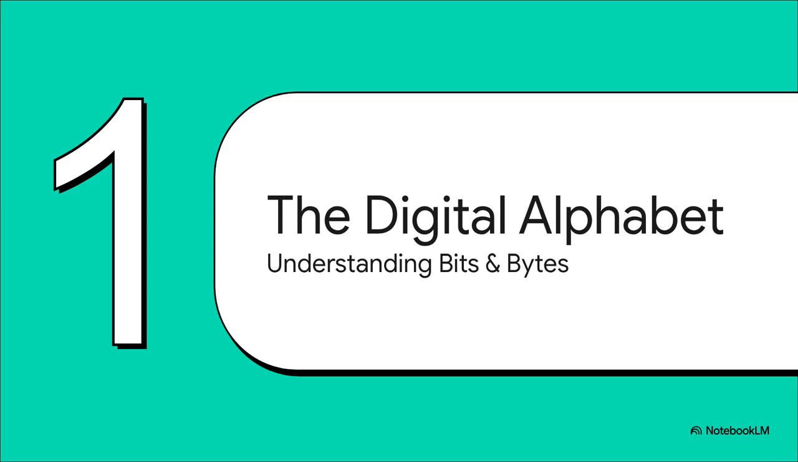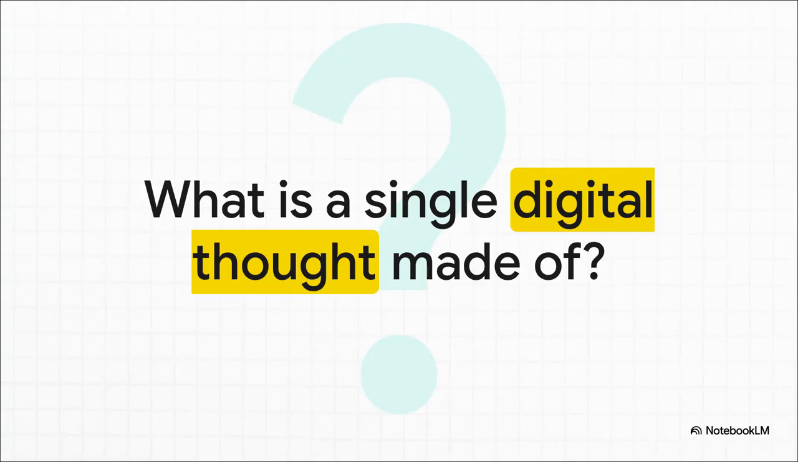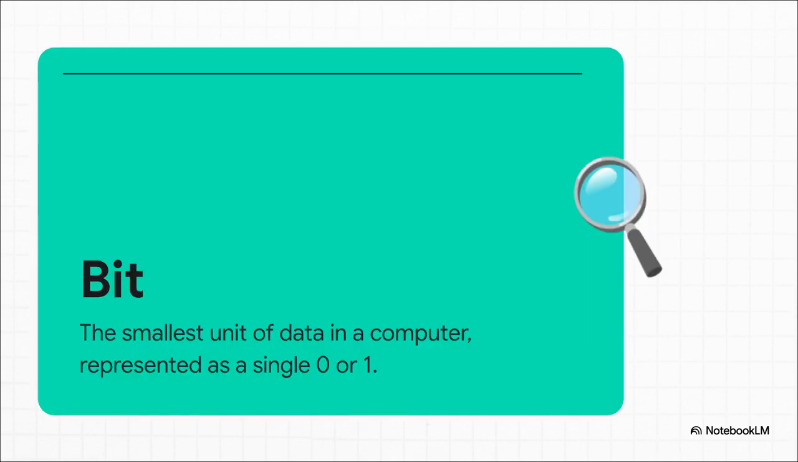So, first up, the digital alphabet. And you might find this hard to believe, but every single thing you see on your screen, the words, the pictures, this whole presentation, it's all built using a language that has only 2 letters. Yep, just 2. So that brings up a really fundamental question, right? When you strip everything else away, what is a single digital thought actually made of? What's the most basic building block? And the answer is a bit.